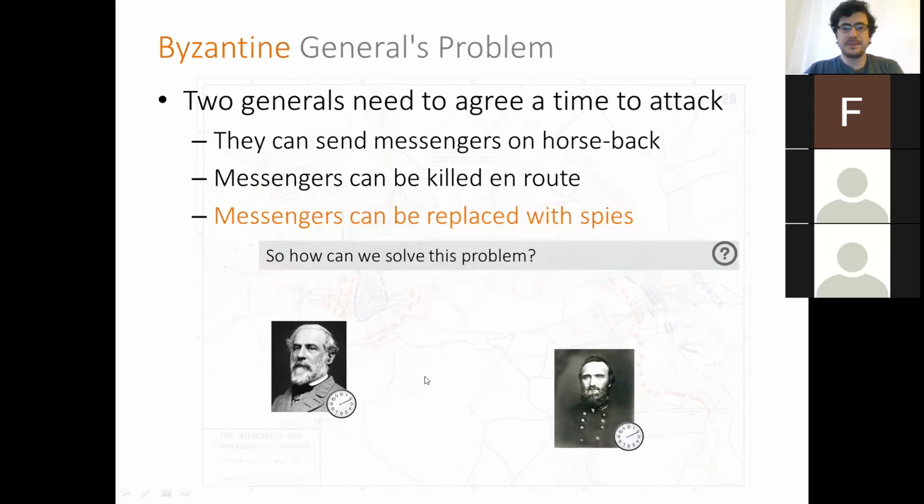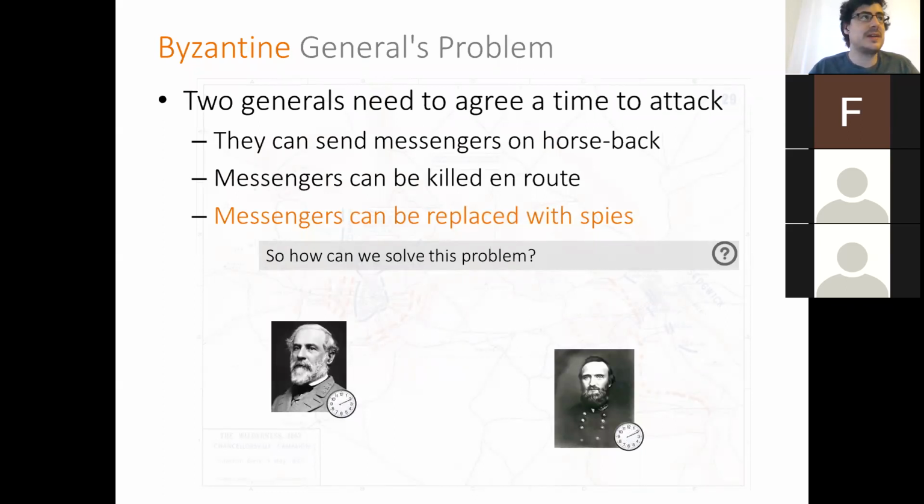There are even tougher versions of this problem. We've already been generous and assumed that they can tell the time, that they have an agreement on what time it is within the tolerance of the attack. But there is an even tougher problem, which is called the Byzantine generals problem, which is expressed in various ways, and usually there are multiple generals, like n generals. But in this case, messengers can be replaced with spies, which means that messengers can be intercepted and they send another messenger with a fake time or some false information. And so this is an even tougher problem.